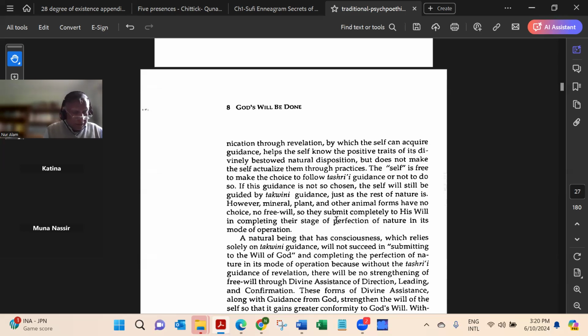Yeah, the self is free to make the choice to follow Tashri'i guidance or not to do so, right? So the self has that choice. That's what she's saying, right? If this guidance is not so chosen, the self will still be guided by Takwini guidance, just as the rest of the nature is. However, mineral, plant, and other animal forms have no choice, no free will, so they submit completely to His will in completing their stage of perfection of nature in its mode of operation.